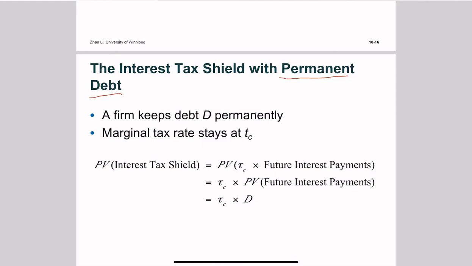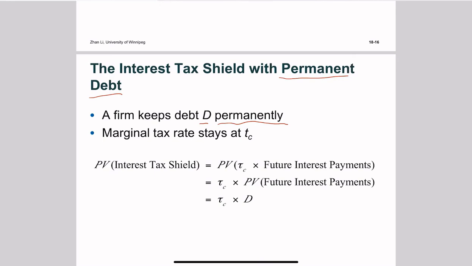So we assume the firm keeps the debt level D forever, right? So this basically means the firm is maintaining the same level of debt, right, forever. Now, what is the present value of the interest tax shield in this case?